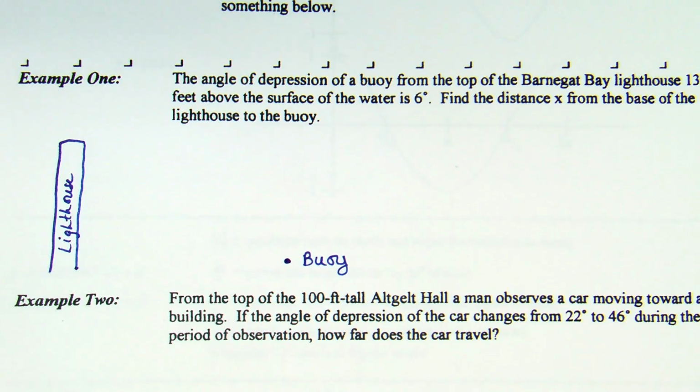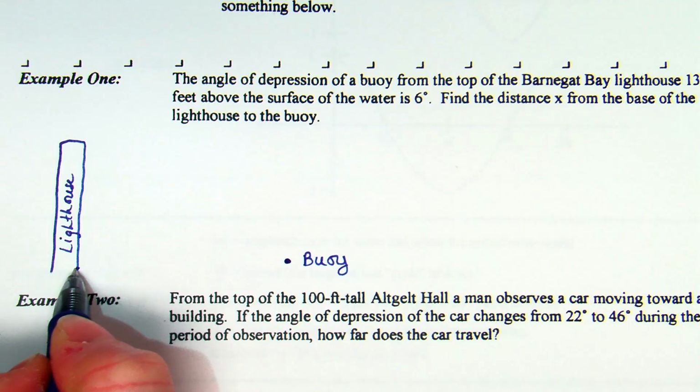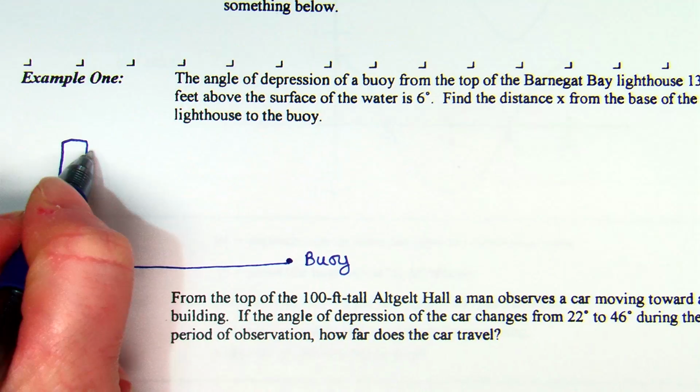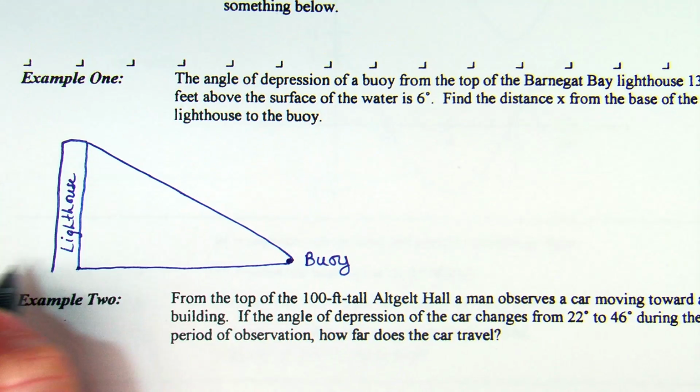Now, what do you think we're going to create here in this picture? A triangle. Do you see the right triangle happening? Okay. We've got a right triangle happening.